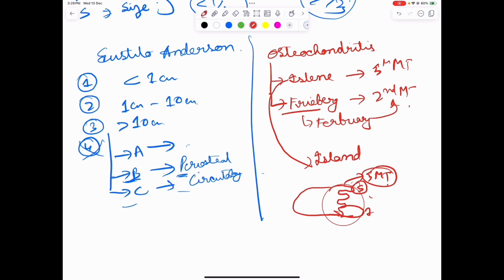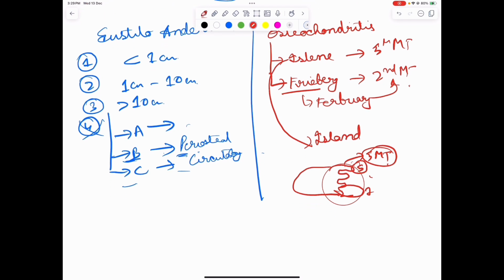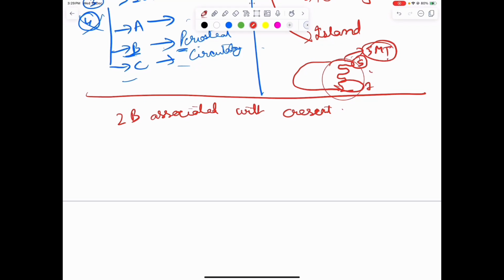Now we move on to avascular necrosis. Just remember, in avascular necrosis, stage 2B is associated with the crescent sign. Now you can remember that, apart from the Ficat and Arlet classification.